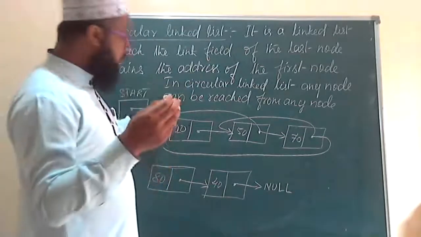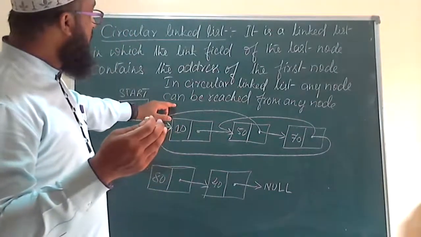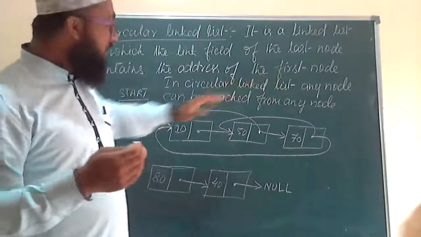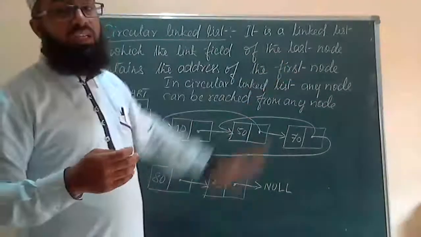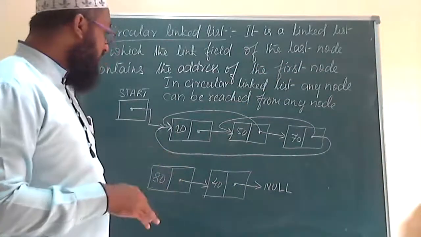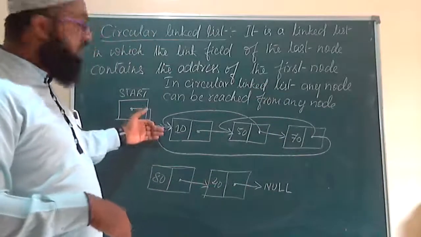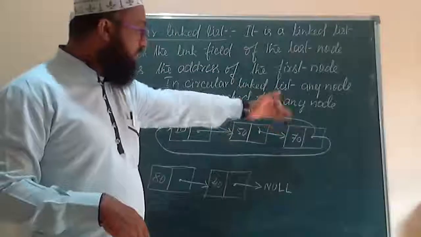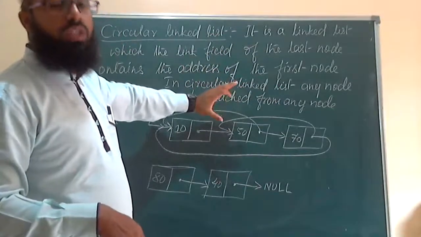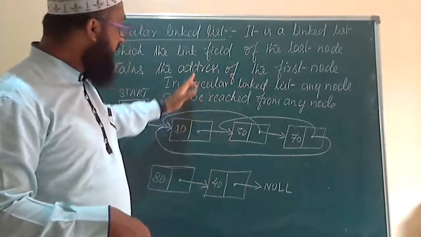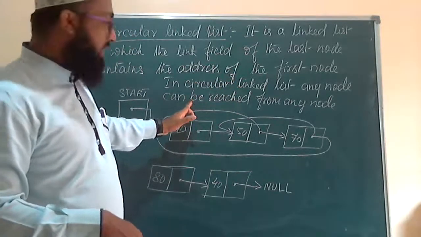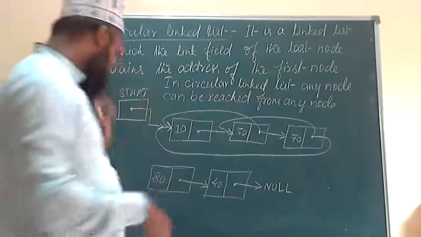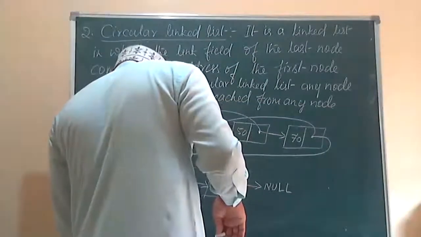Here one more rule is there. In circular linked list any node can be reached from any node. There is no condition that the last node must reach the first node and no other nodes can be reached, not like that. It is explained here in a way so that you can understand. And finally it has given you some idea that from any node you can reach any node. This is called a circular linked list.